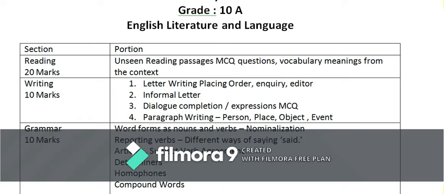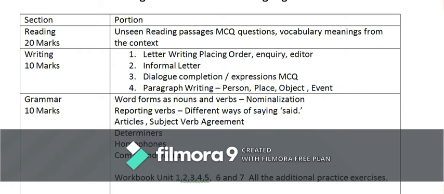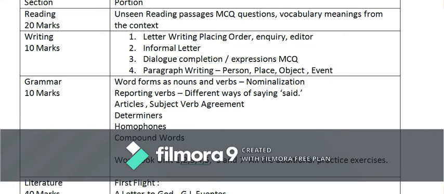There are 20 MCQ questions, it's unseen reading passages, and multiple choice questions will be given. The vocabulary meaning questions or contextual questions will be given. Then we have writing for 10 marks: letter writing, placing an order, inquiry, letter to the editor, informal letter, dialogue completion, expressions based on MCQs, paragraph writing, that is person, place, object and event.